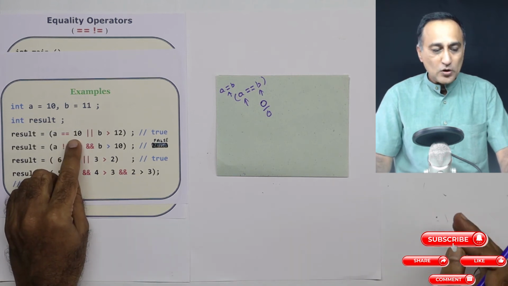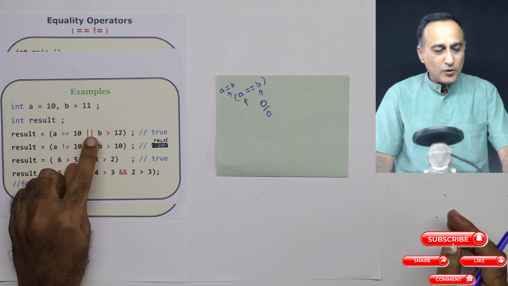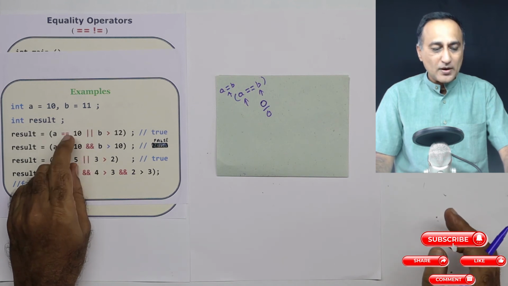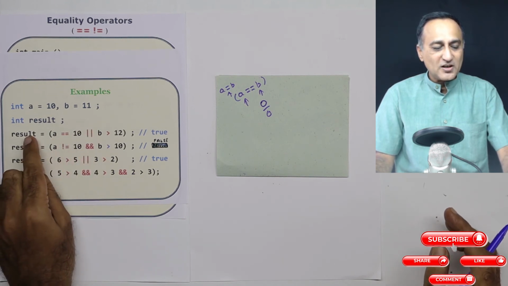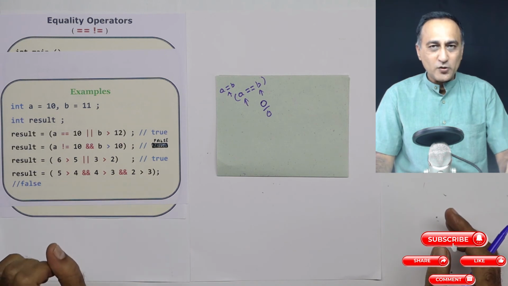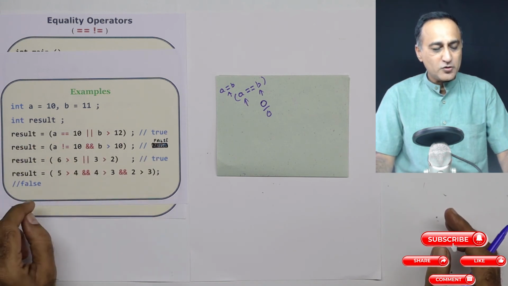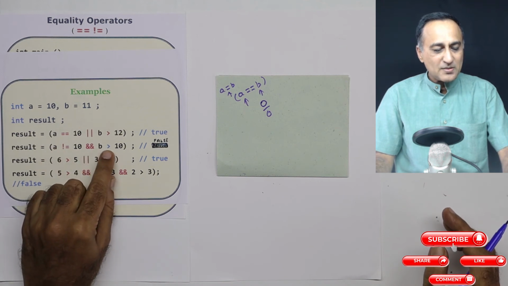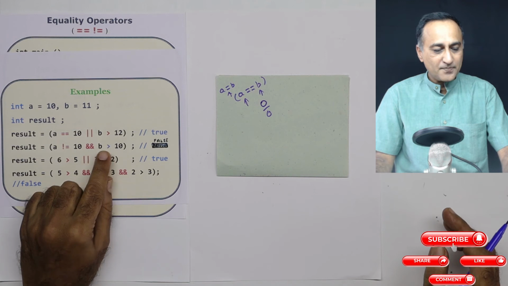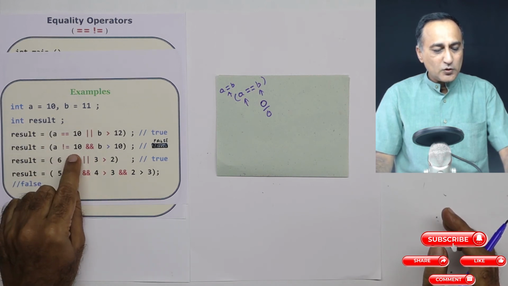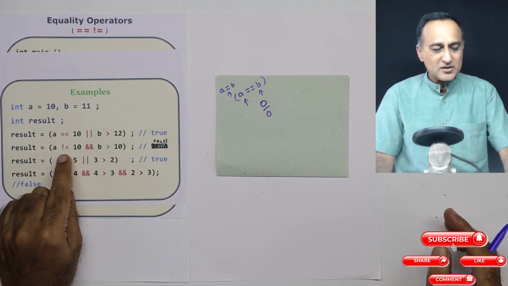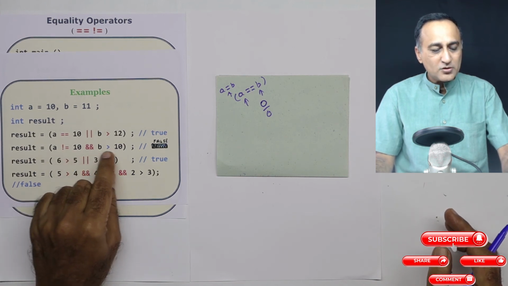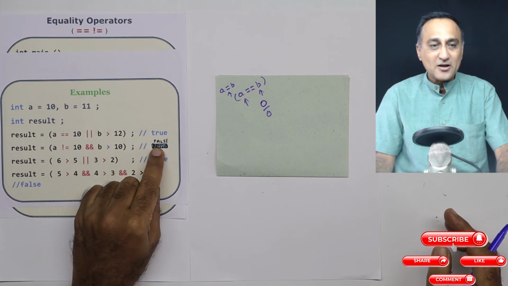It is true. Once it is true here, it will not even go to the other part because only one of them has to be true. It is not required that both have to be true. So result will contain the value 1 or the value true. If you print result, you're going to have a value true. Now I'm using the AND logical operator as well as a relational operator. Is 10 not equal to 10? No, 10 is equal to 10. So this condition turns out to be false. Since this is false, it will not even go this side. So the result is going to print as false.